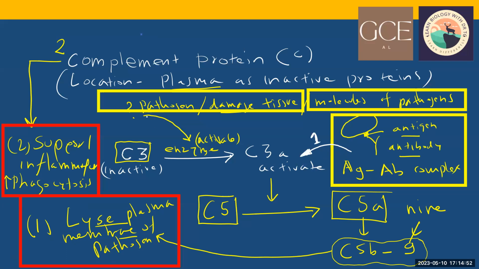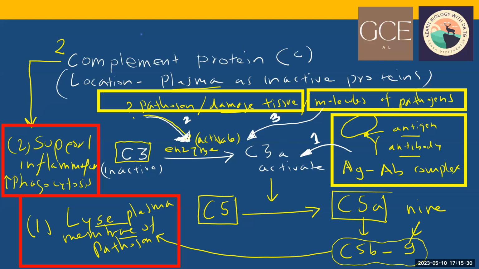The other one is, I said, the pathogen itself. The presence of pathogens or damaged tissues can activate it. That's the second thing: damaged tissues or pathogen. The third one, some of the specific molecules of the pathogen can activate it. Now, these are the things we should remember. How does complement activate? Number one, antigen-antibody complex. Number two, pathogen or damaged tissues. Number three, specific molecules of pathogen.